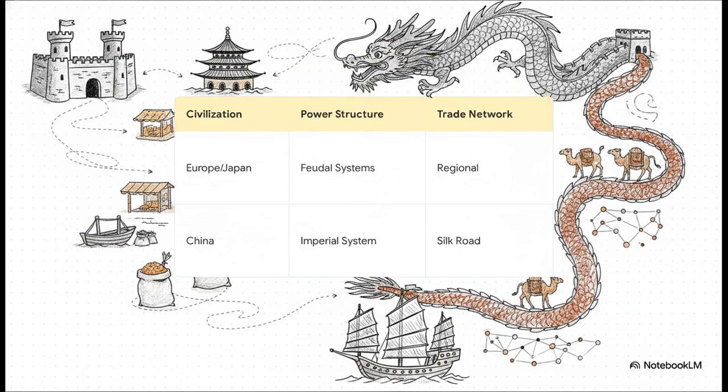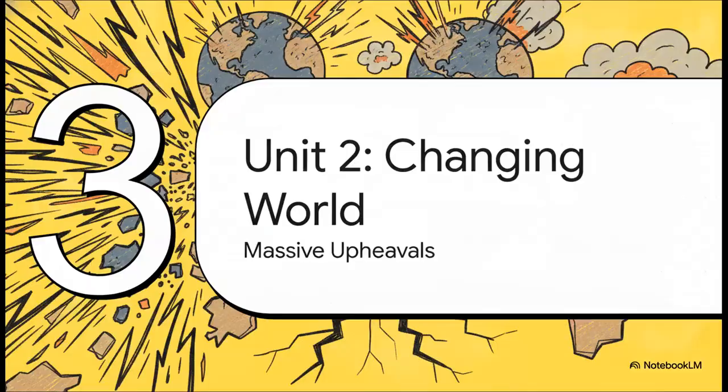Compare that directly to medieval China, which organized under a massive imperial system just to fuel the expansive trade network known as the Silk Road. As detectives, you'll constantly be contrasting these systems to understand how power and resources actually flowed in the ancient world. Okay, moving right along to Part 3, Unit 2, Changing Worlds.